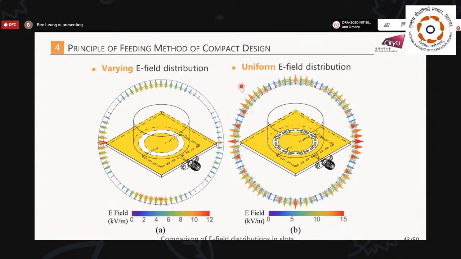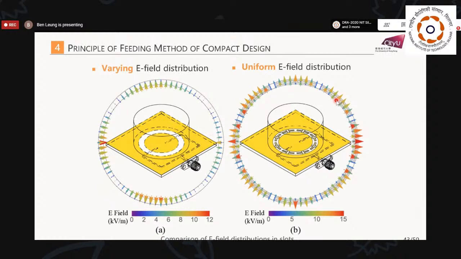And for this new annular slot with inductive elements introduced, we can see that the E field is now much more uniform as compared with this one.